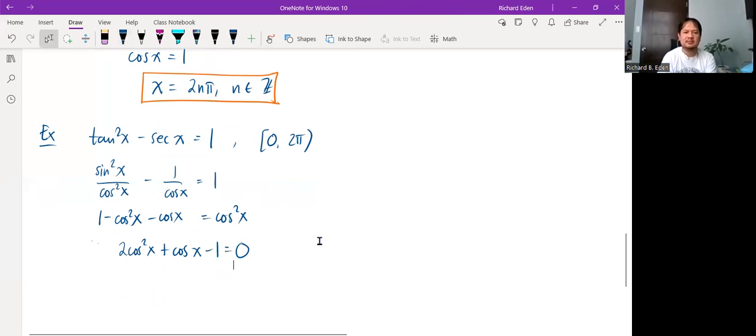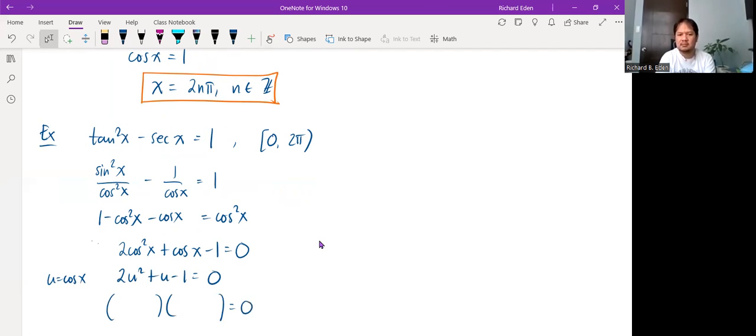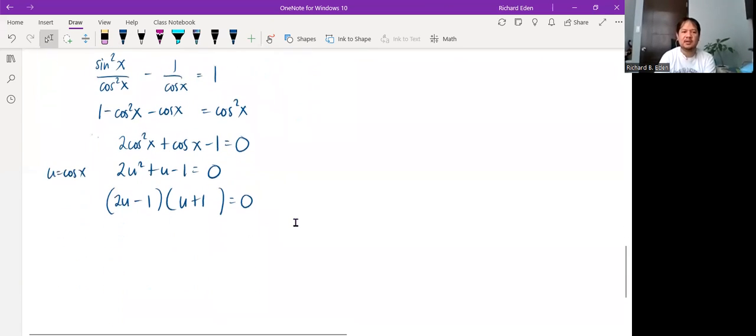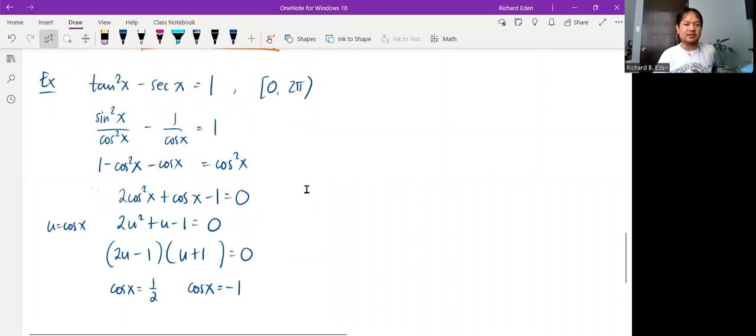Let cosine x be u, and then solve the quadratic equation. 2, 1, negative 1. So 1/2 and negative 1. I guess you're thinking of u plus 1 and 2u minus 1. So cosine x is 1/2, or cosine x is negative 1. Let's not forget 0 to 2 pi, so that's just within one complete revolution.